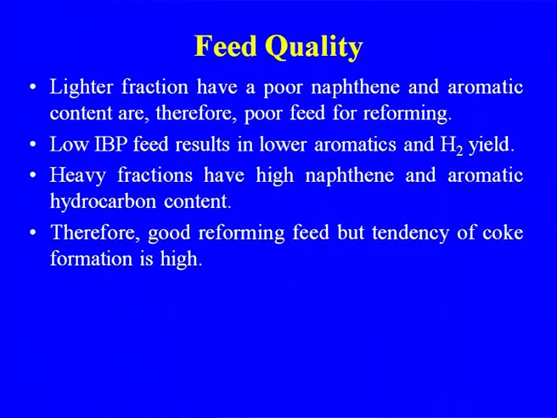About the feed quality, I was telling that lighter fractions have poor naphthene and aromatic content, therefore they are poor feed for reforming. Low IBP feed results in lower aromatics and hydrogen yield. Heavy fractions have high naphthene and aromatic hydrocarbon content, therefore good reforming feed, but the tendency of coke formation is high. So that is why heavy fraction is also not accepted.